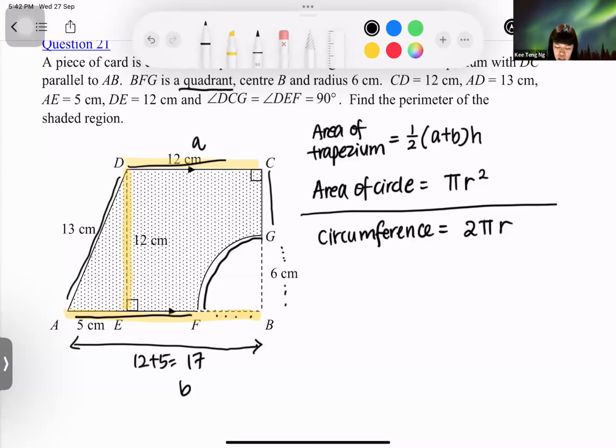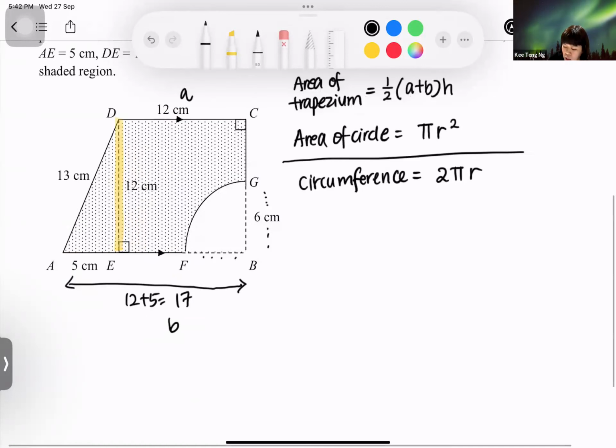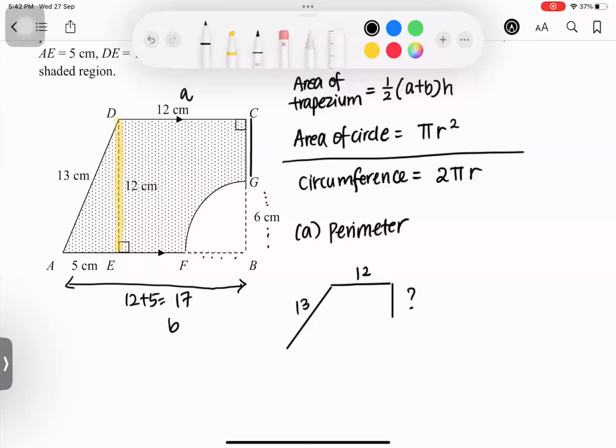Now although the question says find perimeter of the shaded region, can I ask you a favor? Can we practice? We find perimeter, after that we also find area. Can we practice, okay? So now let us find the perimeter first. So for the perimeter, I'm going to take 13 plus 12. Then what is C to G? What is this? 6. Do you know it's 6? It's 13 minus 6, 12 minus 6.